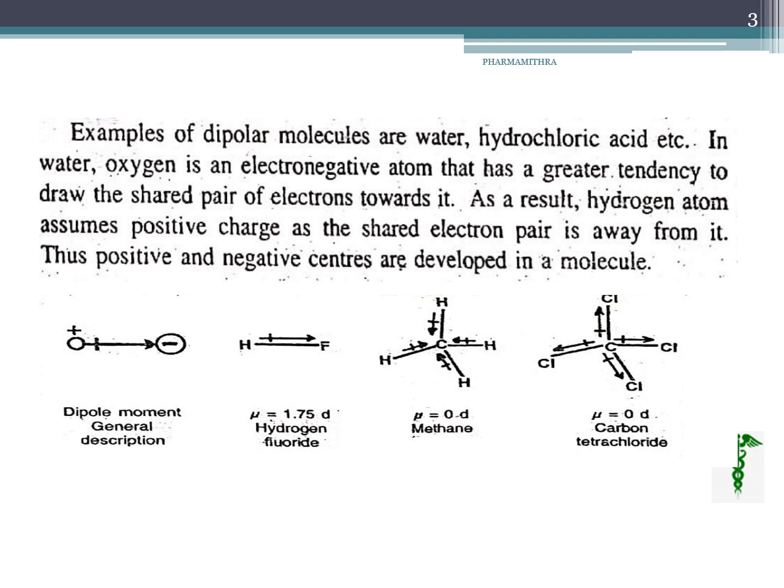In the case of water, we can see the hydrogen as well as the oxygen, where oxygen is an electronegative atom. So oxygen will show a greater tendency to withdraw the shared pair of electrons toward it. As a result, the hydrogen atom assumes a positive charge, and we can see positive as well as negative centers in the molecule. So we are supposed to draw a schematic representation of dipole moment as well as give an example, where mu is the symbol and the unit is Debye.